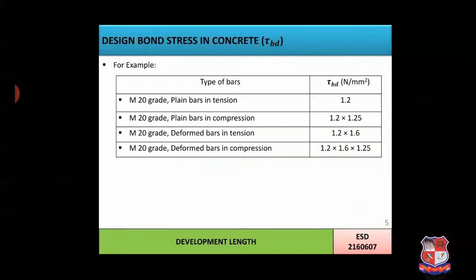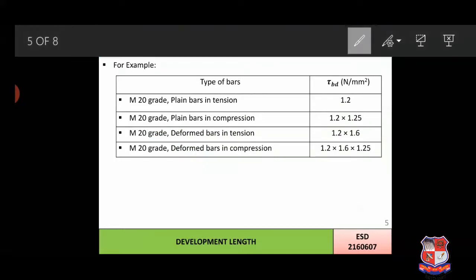And then the fourth example, M20 grade deformed bar in compression. For M20, the value of τbd is 1.2. As the bar is deformed, the value will be increased by 60%, that is multiplied by 1.6. And as the bar is in compression, the value will be increased by 25%, that is 1.25. So I hope you guys got all the concept of τbd, that is design bond stress.